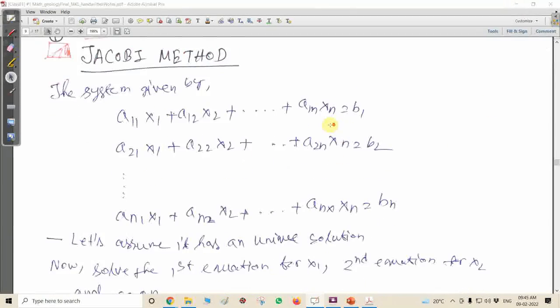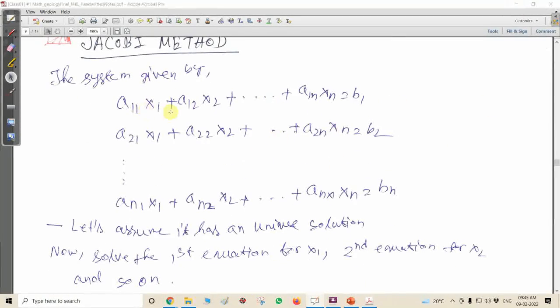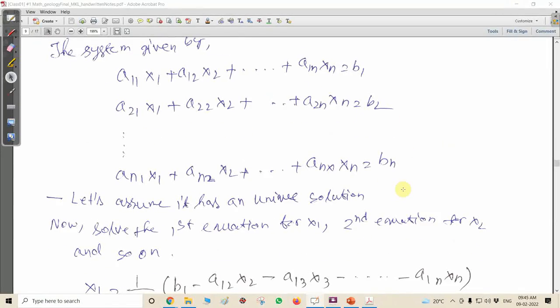In the Jacobi method, consider this system: a11 x1 plus a12 x2 and so on, equal to b1, b2 up to bn, and let's assume it has a unique solution. We know how to check that, a1 by a2 not equal to b1 by b2 not equal to c1 by c2. You remember the first class, right? So let's assume it has a unique solution. Now let's solve the first equation for x1. I'll find the value of x1.